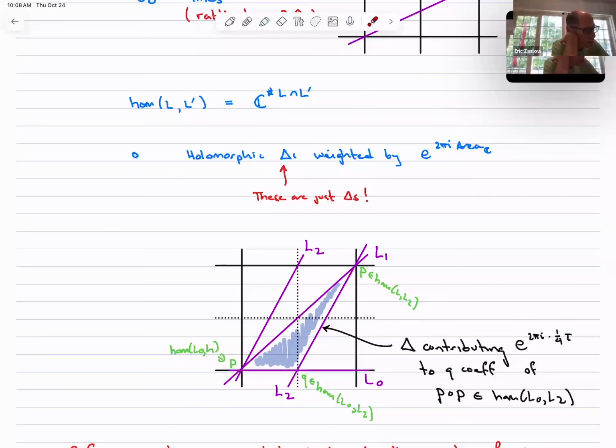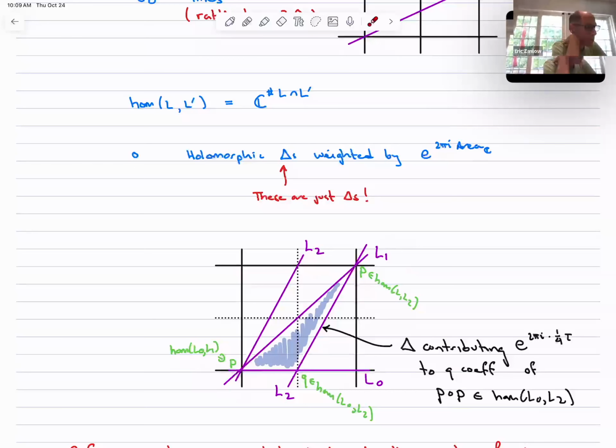Let's call them L0 and L1. They intersect only here at lattice points. Here's L0, here's L1. They intersect here. It also intersects up here because that's also another copy of L0. We've quotiented by translation, but that's the same point. So there's only one point of intersection. I'll call it P. So this P is in Ham(L0, L1).